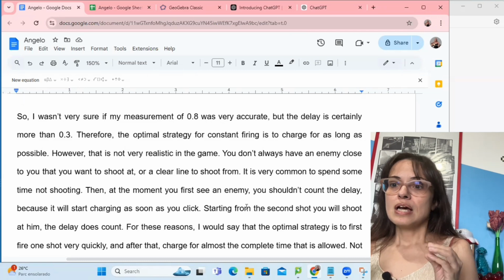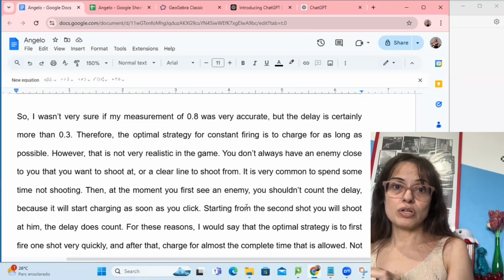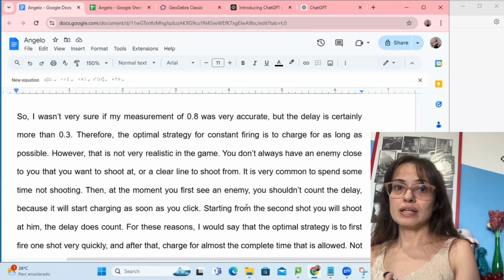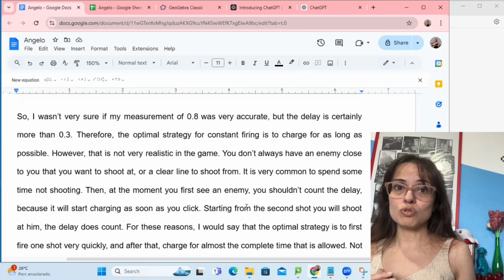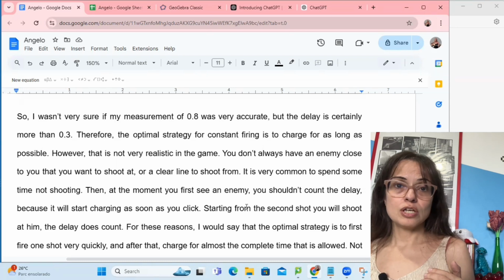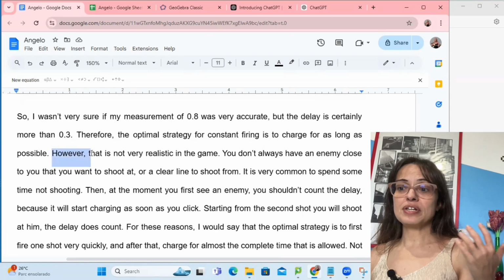So the thing is, between the decreasing type of behavior that the blue function had and the increasing type of behavior that the red function had, I know that it's the red that is reflecting reality. So that is the one that tells me what the strategy is. You should hold on for longer. However, that is not always very realistic in the game.